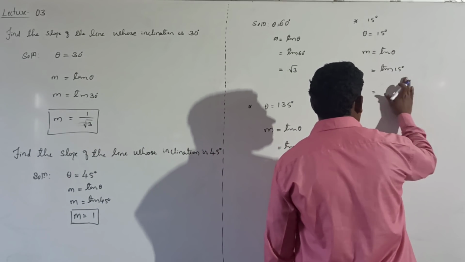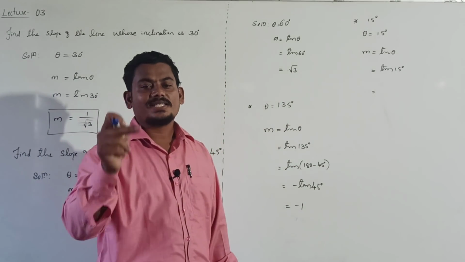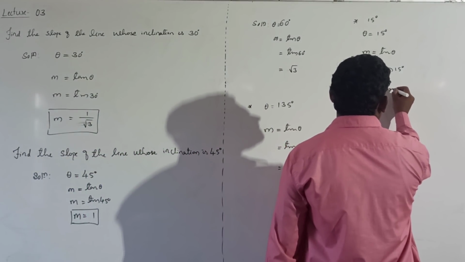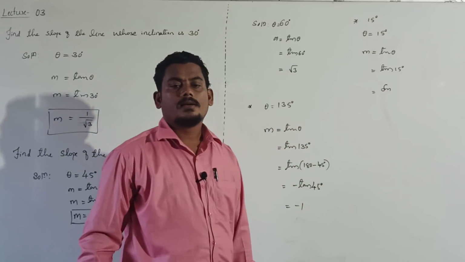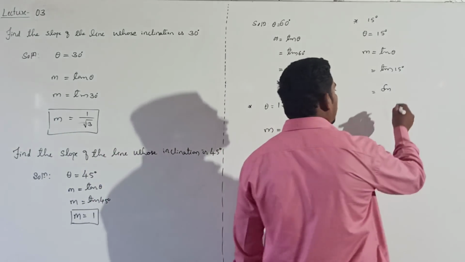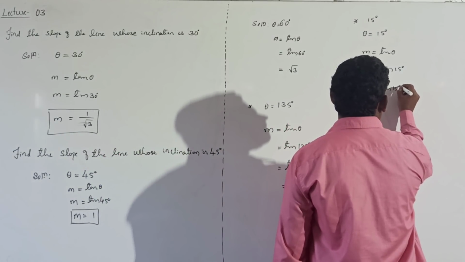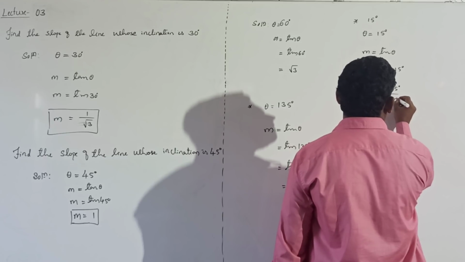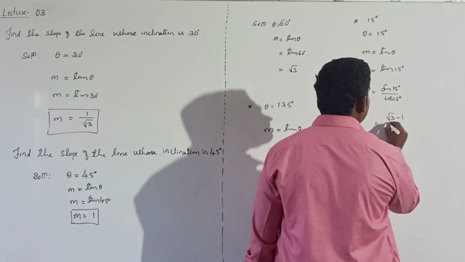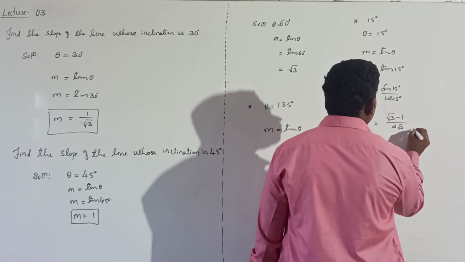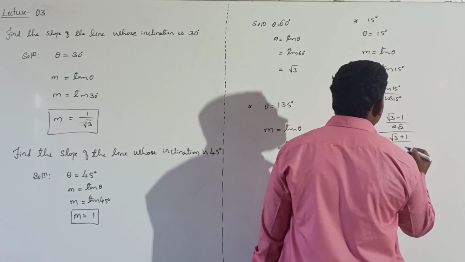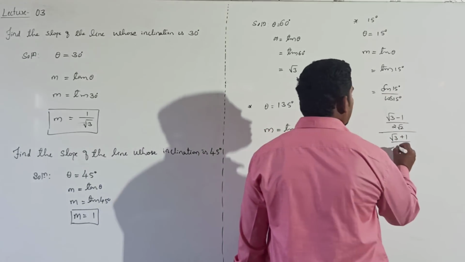If you don't know the tan 15 value, just write sin 15 by cos 15, right? Root 3 minus 1 divided by root 3 plus 1. Or else, sin 15 divided by cos 15. Already you know the sin 15 value, that is root 3 minus 1 divided by 2 root 2, the whole thing divided by root 3 plus 1 divided by 2 root 2, right?